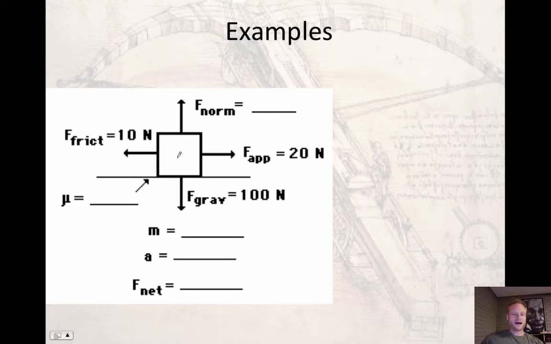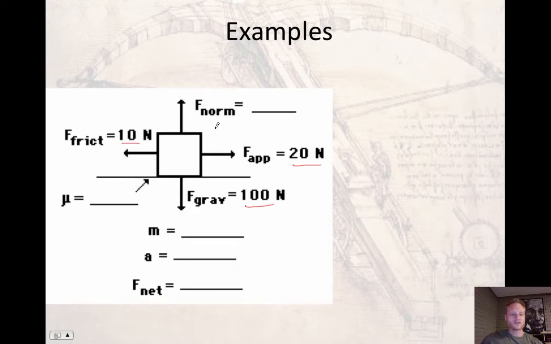Here's a free body diagram of a box on some surface, and they tell us that the gravitational force is 100 newtons. There is an applied force of 20 newtons and a frictional force of 10 newtons. We don't know the normal force. We don't know the coefficient of friction. We don't know the mass, the acceleration, or the F net. So where should we start? Well, I'd like to figure out the normal force first, because I think that will be relatively easy.